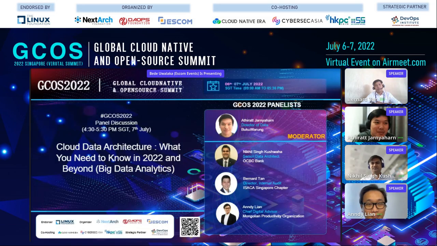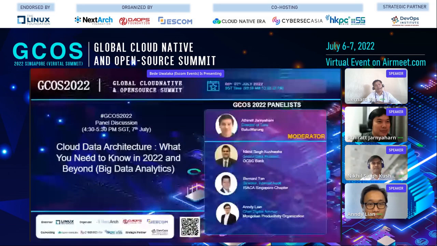Yep. To add on, right? This is not an issue because major cloud players like AWS, Azure, Google Cloud already know what the in-country regulation is. So they already have solutions for you to adopt cloud for specific countries.